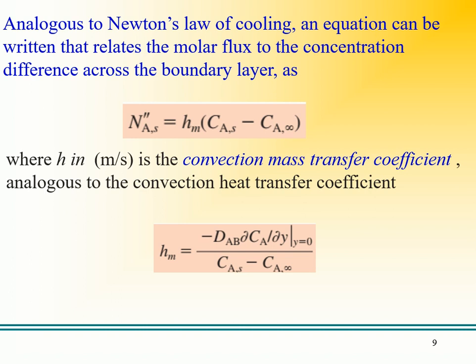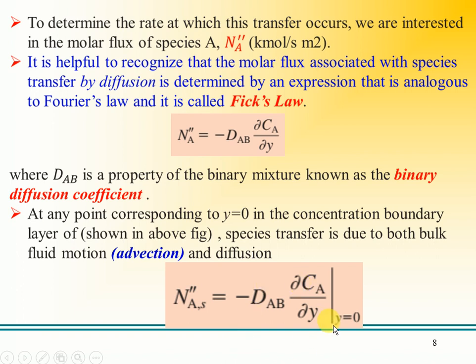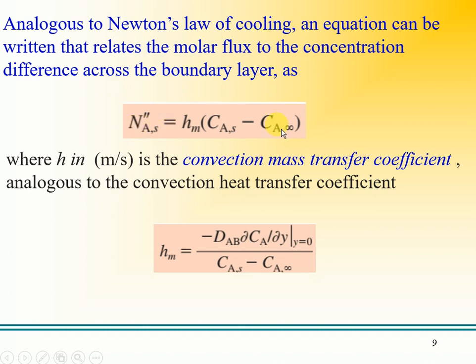So the transfer taking place due to this is basically due to advection. If we compare this equation with the Newton's law of cooling analogue equation, these are equal. So we get hm, the convective mass transfer coefficient, equal to minus DAB dCA by dy at y equal to 0, divided by (CAS minus CA infinity). Remember that this should be taken at y equal to 0 at the surface. That is the maximum convective mass transfer coefficient.